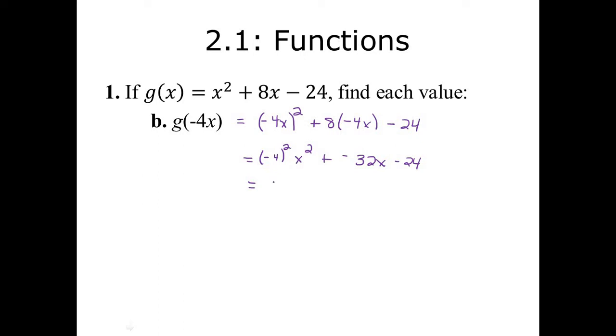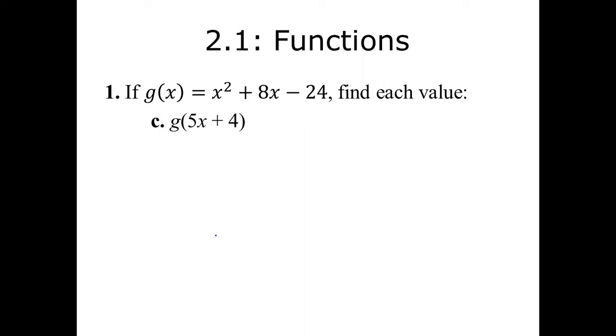Negative 4 squared is 16x squared, plus a negative. We could clean that up by writing minus 32x and then minus 24. So the function g evaluated at negative 4x is 16x squared minus 32x minus 24. So let me write that. g of negative 4x equals 16x squared minus 32x minus 24.